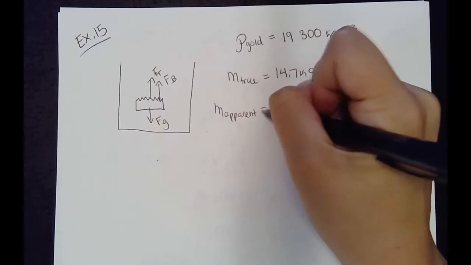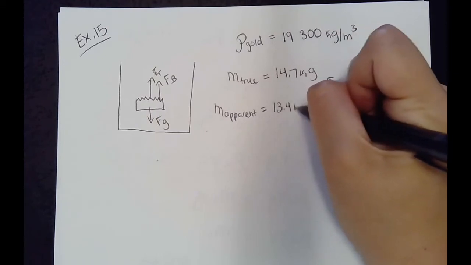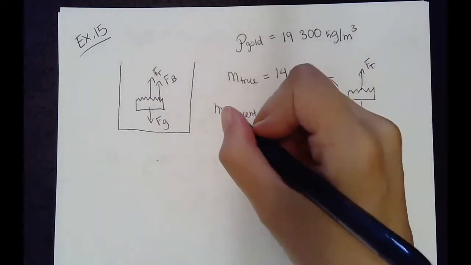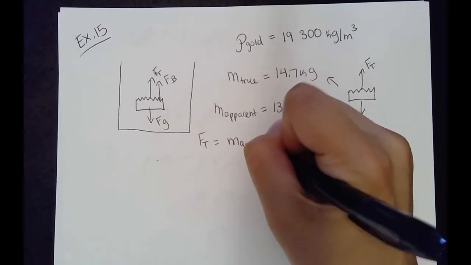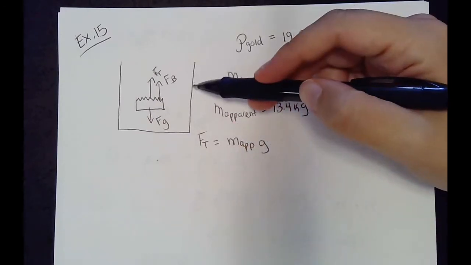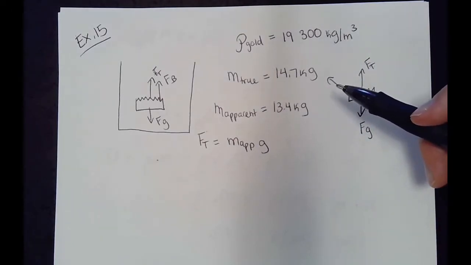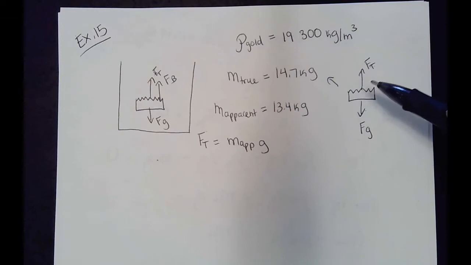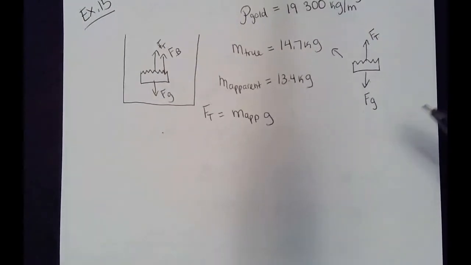And the apparent mass is 13.4 kilograms. So this goes into the tension. The tension is M apparent times g, in this case when it's submerged in water. We generally measure the mass of objects, what we call the true mass, in air, and though there is a buoyant force in air, for objects like this it's really negligible. Okay, so let's look at this case.